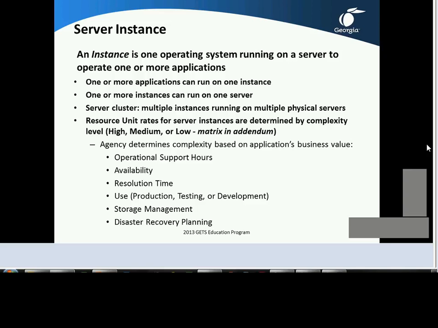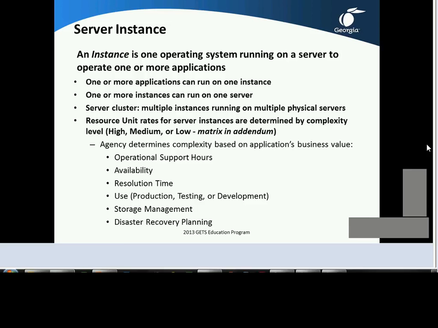Because in order to change the complexity of an instance, the server environment will actually have to be changed. And there's a cost to that with an RFS and the effort to do it. And it just might outweigh the monthly reduction in cost that you would realize through changing that server instance level. At the end of the day, your support needs for your server instances should determine your complexity level. And the best practice is to get the server environment complexity level set right when it's initially built.